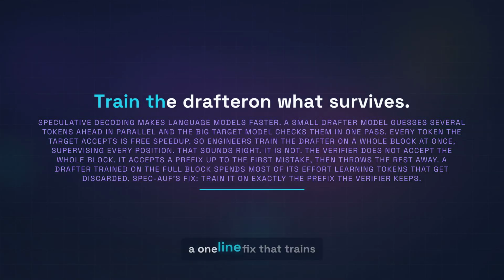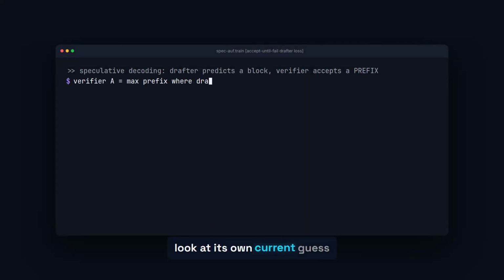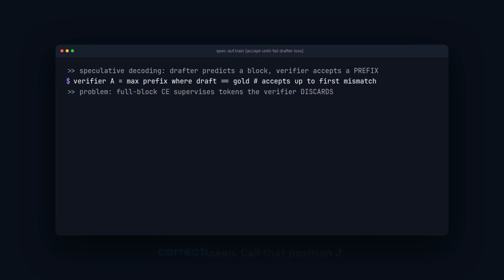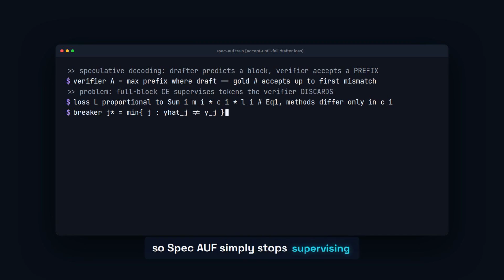SpecAuf is a one-line fix that trains the drafter on exactly the prefix the verifier keeps. Here is the mechanism. During training, let the drafter look at its own current guess for the block. Walk left to right. Find the first position where its greedy prediction disagrees with the correct token. Call that position J star, the breaker. Everything after J star never gets accepted at inference, so SpecAuf simply stops supervising there.